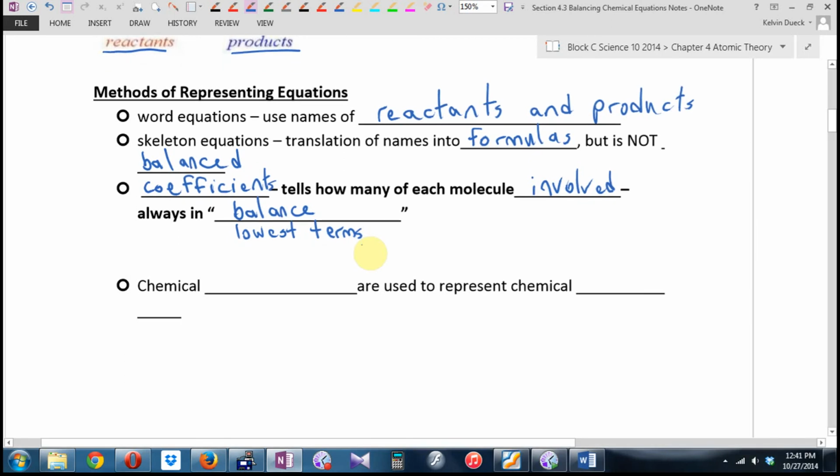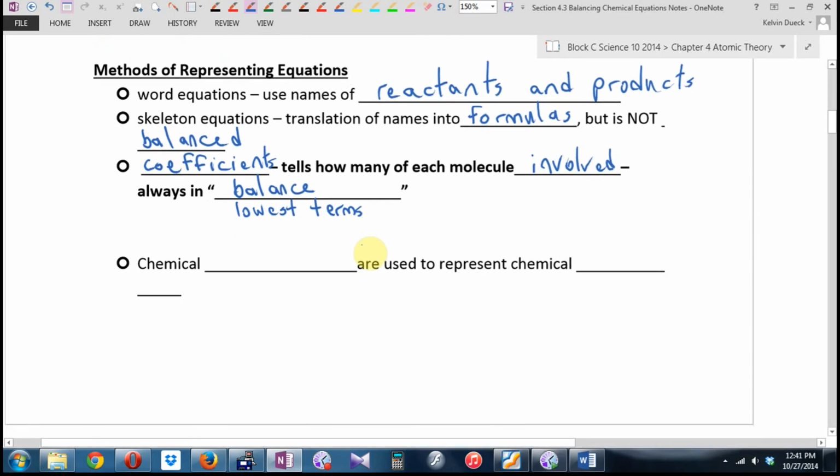So we have chemical symbols, I think is what I wanted to write. Are used to represent chemical names. I think that's what I wanted to write. I don't know what I wanted to write there. It seemed important at the time.